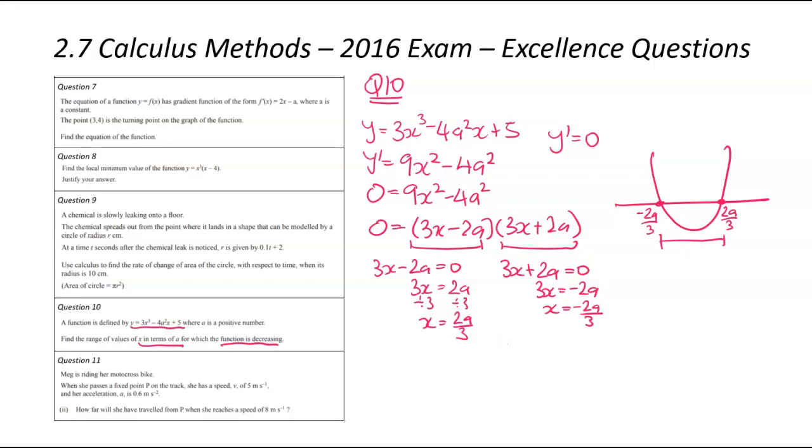So when we're stating our final answer, we can say the function y will be decreasing between negative 2a over 3 and 2a over 3, so when x is anything between those two values.